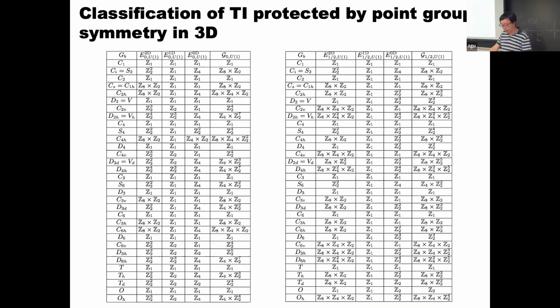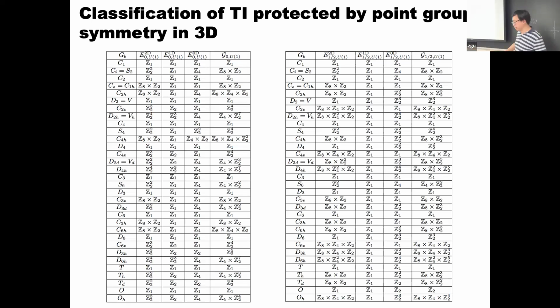So we can also work out a table. We look at this table for both the spin one half and the spinless system. Here is the spinless and spin one half system. For the few cases computed by Aron, we also agree.